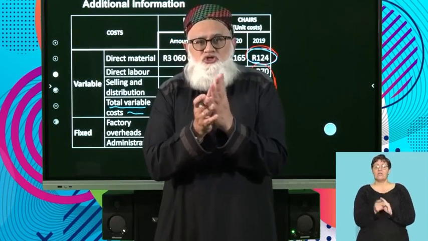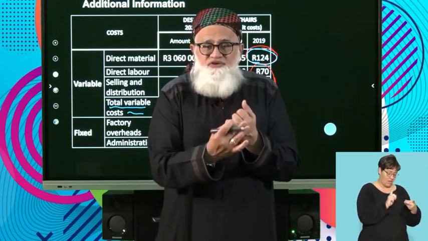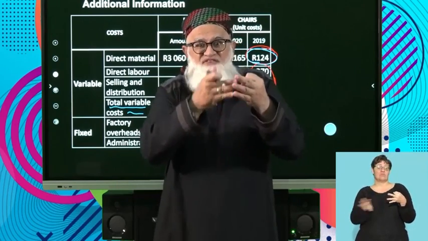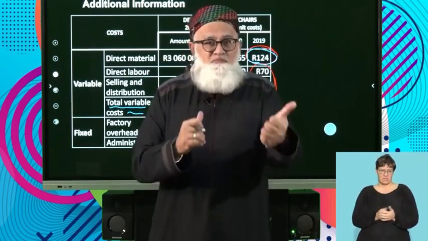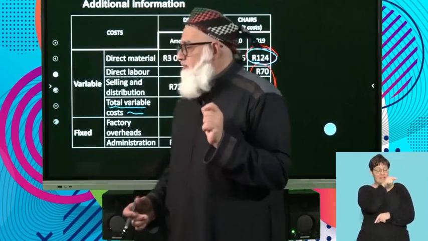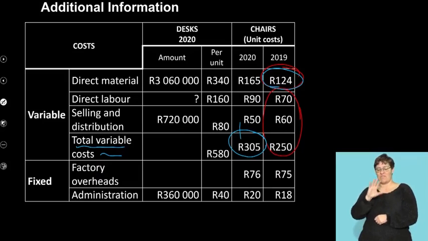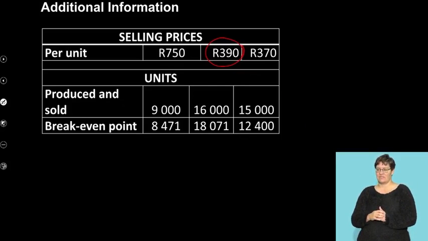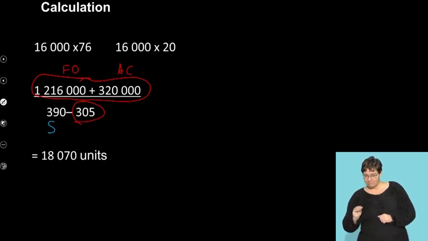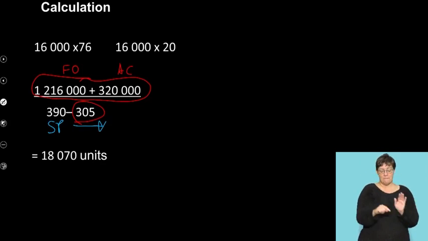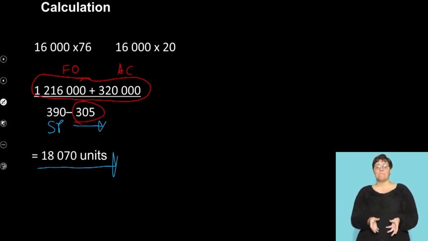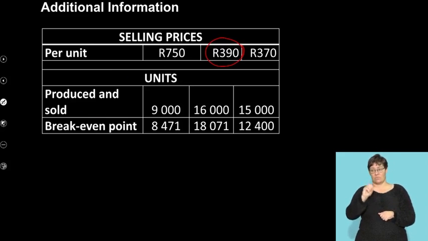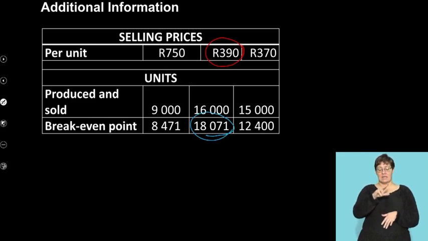What are my variable costs? Material is variable, labor is variable, and selling and distribution are my variable costs. What are my fixed costs? Admin costs and factory overheads. But look, in this question, they gave you the total variable cost, so you can see it. There it is, 305. Therefore, in my calculation, it's my selling price per unit minus my variable cost per unit, to give me a total of 18,070. Look at my information. Here we go. There is my break-even point. So what have I done? My calculation has proved that my break-even point is correct.